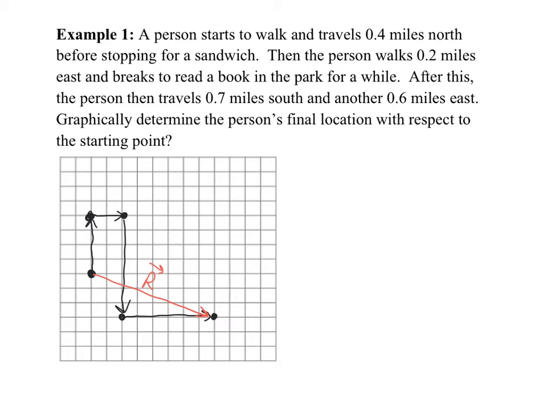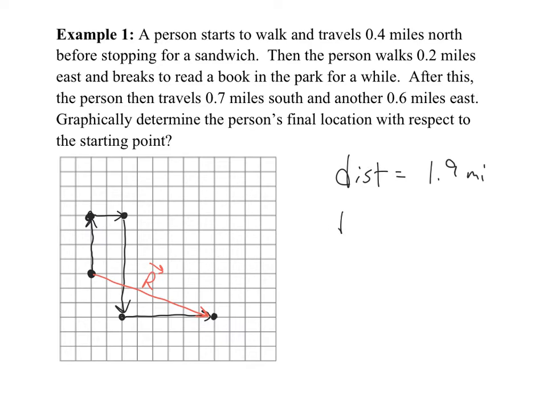So resultant vectors are really just displacements. That's all they are. Think about it. The distance traveled here would be the entire path in black. Distance traveled is the path taken. So if you sum together these numbers, 0.4, 0.2, 0.7, 0.6 is 1.9. So the distance traveled for this problem is equal to 1.9 miles.